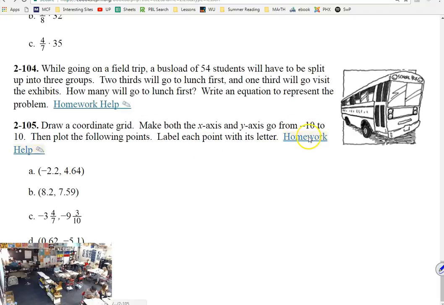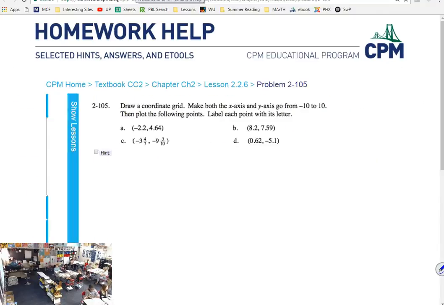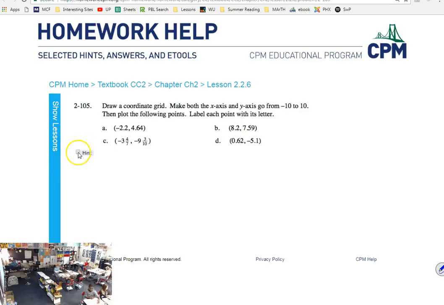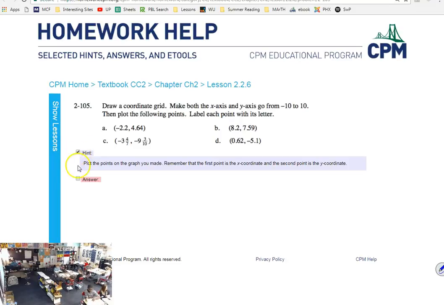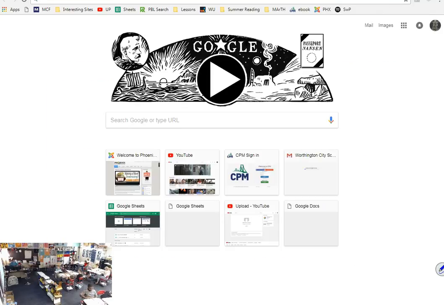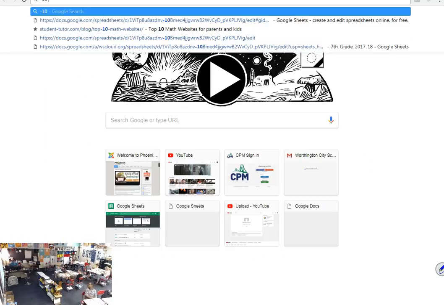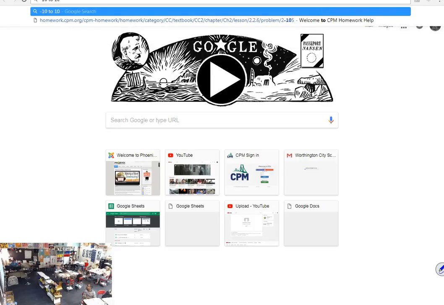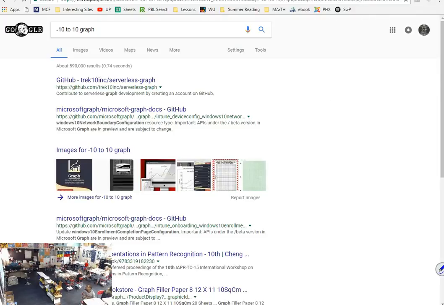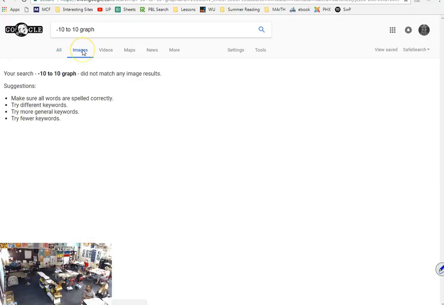So if we struggle on this, sometimes going to the homework help can give me a huge advantage. Or just how do I start? How do I really get this figured out? It will give me the answer if I want, but first it says plot the points on the graph you made. Remember, the first point is the x, second point's the y. Then it's supposed to go from -10 to +10. You guys also have the world at your fingertips, quote unquote. But if I search -10 to 10 graph, I can see what it needs to look like.